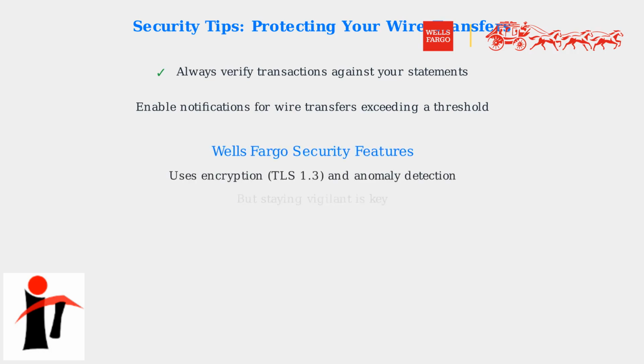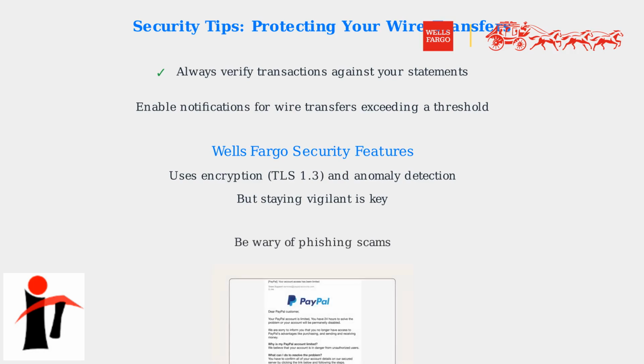Wells Fargo employs advanced security measures like encryption using TLS 1.3 and anomaly detection to protect your accounts. Be wary of phishing scams that try to trick you into revealing sensitive information. Always double-check recipient information before sending a wire transfer to avoid sending funds to the wrong person. Multi-factor authentication is now mandatory for viewing wire histories, providing an extra layer of protection against unauthorized access.